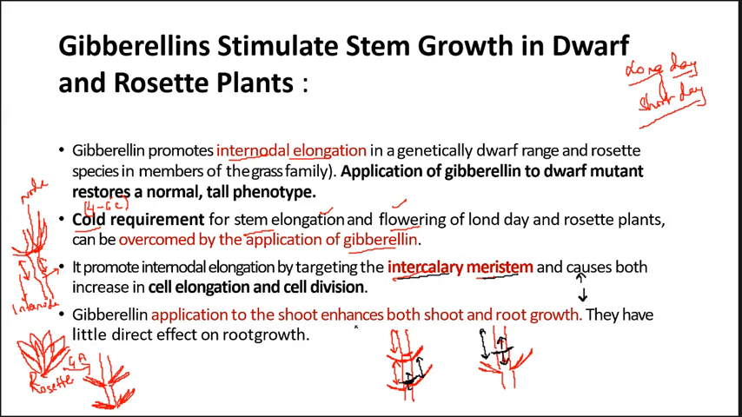Now gibberellin application to the shoot enhances both shoot and root growth. Whenever gibberellin is applied to the shoot, both shoot and root growth happens, but they do not have any direct effect on root growth. When they are applied to the root, they do not have any direct effect on root growth, but when they are applied to the shoot, they help in both root and shoot growth.